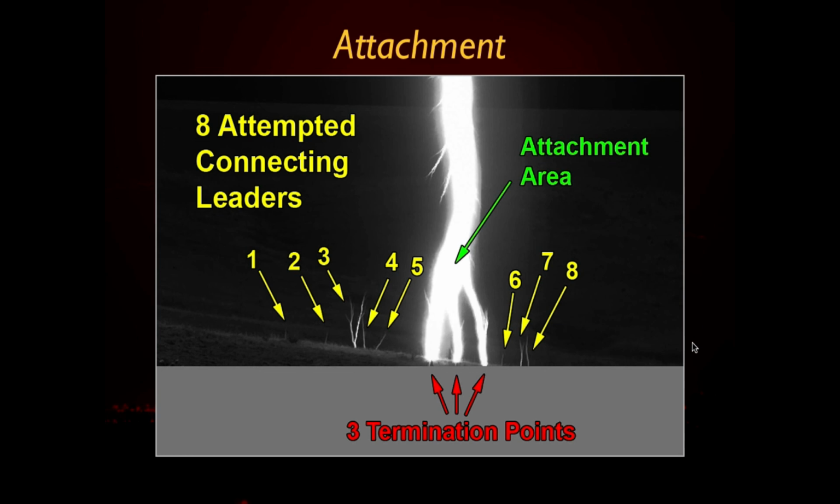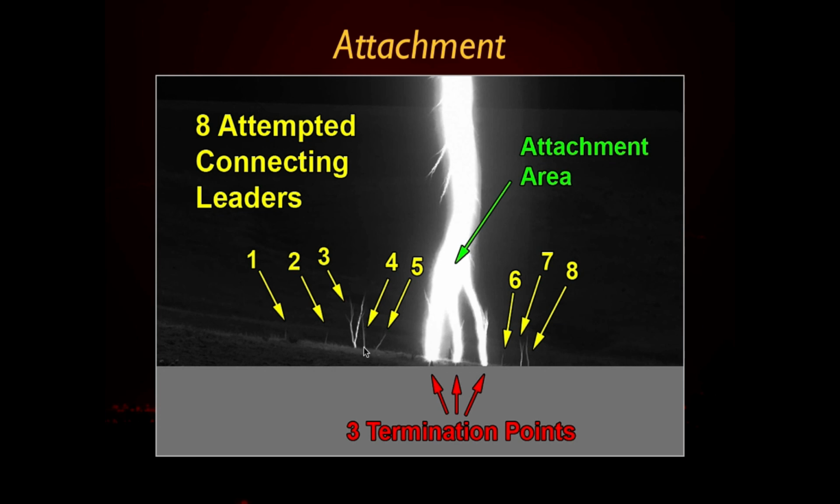This is an example of a digital still image taken by a storm chaser in Kansas, and I believe it was in Kansas, and he was very close to the flash, on the order of 100 meters or so. What he was able to capture was actually these upward connecting leaders that did not connect with the downward leaders, but these are about a meter tall. This tallest one's about a meter tall. I did an analysis of this imagery and measured all the distances, and this tallest one was about a meter.